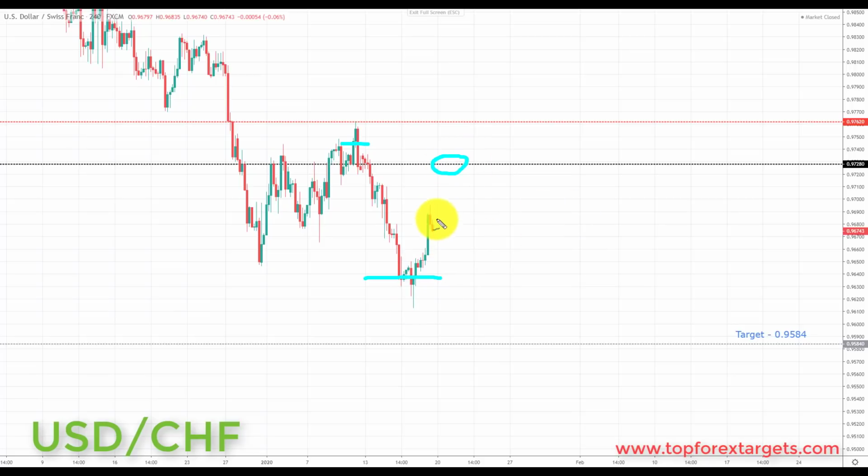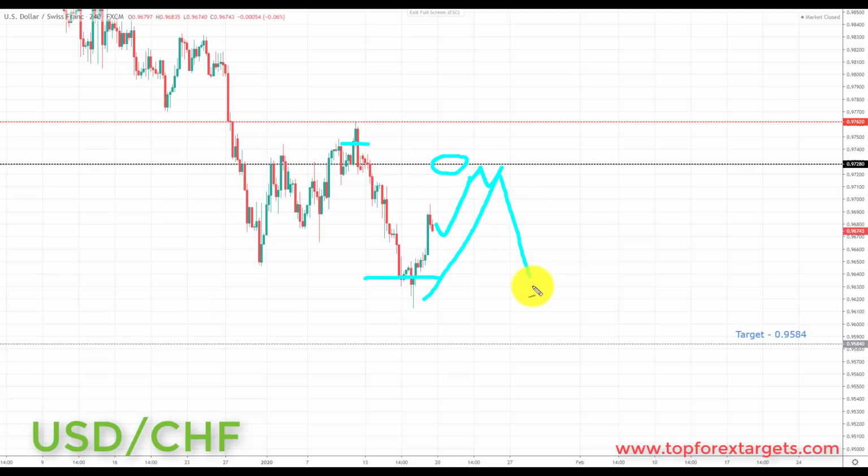So any pullback in this area that we're already getting, we're going to be viewing this as an opportunity to once again start to look for bearish setups in this market. And we're going to be looking at initiating shorts, and preferably if we can come back and retest 0.97280, as this will give us the best risk to reward on our setups.